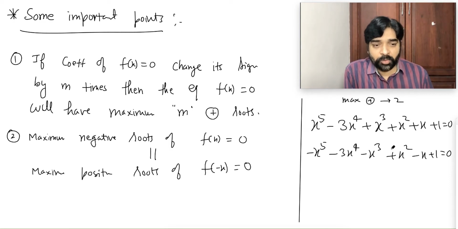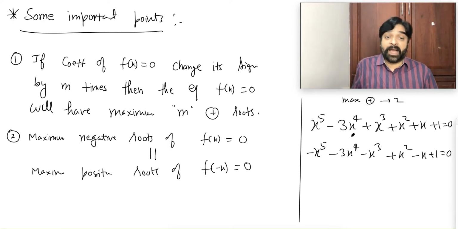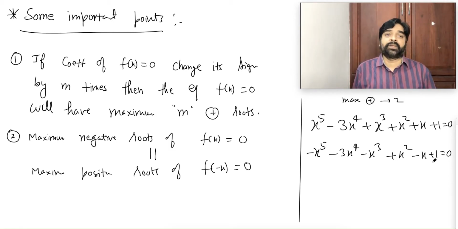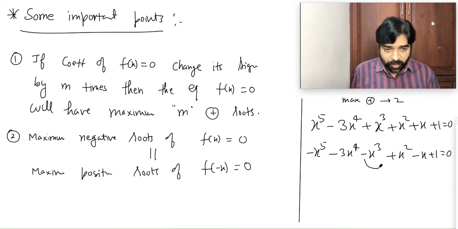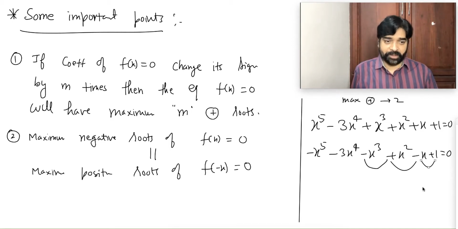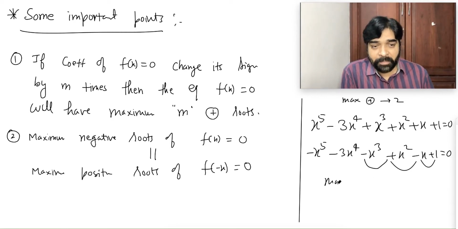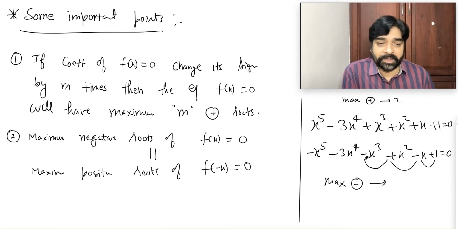Now the maximum positive root of this equation will represent the maximum negative root of the original equation. So how many positive roots? No change, no change, one change, one more change, one more change. Understand? No change, no change, one change, negative to positive, then again positive to negative, one more change, then again negative to positive, one more change. This is also counted by the coefficients only. So maximum negative roots of this equation, I am talking about this equation only, is 3.